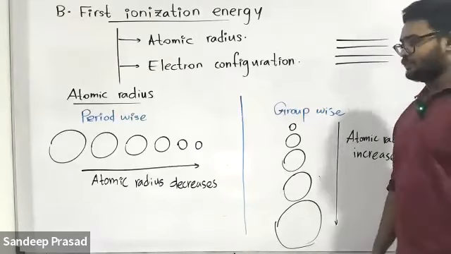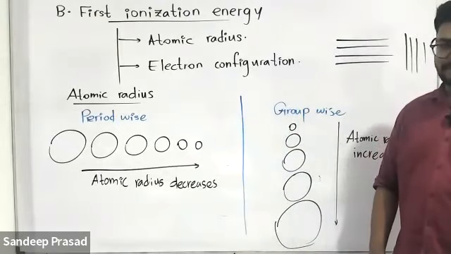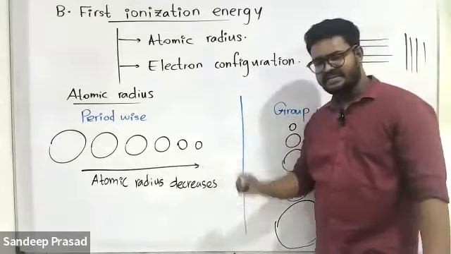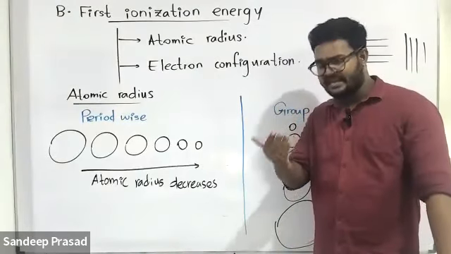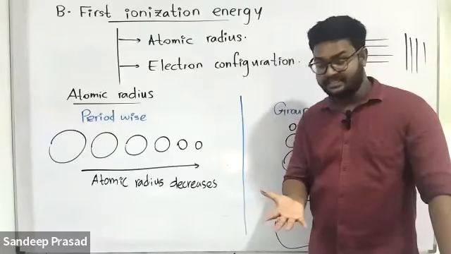Because as I mentioned, we know that radius is decreasing along a period. When the radius is decreasing, students, ionization energy means the ability, nothing else, the ability.